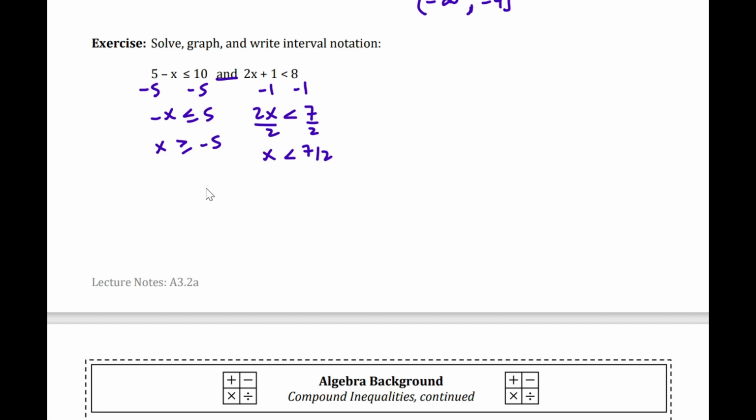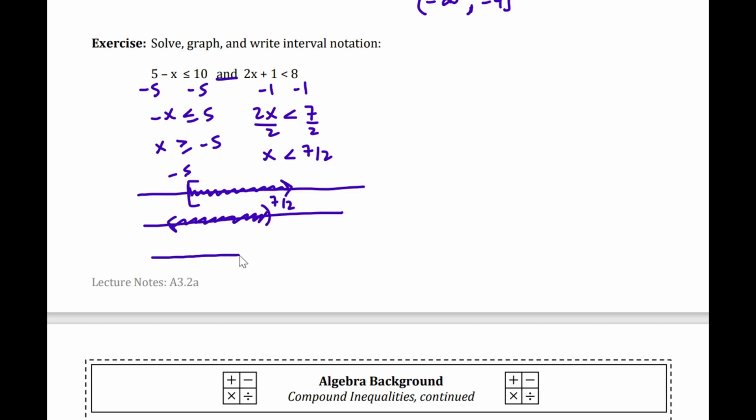So we'll graph the first one, all of the x greater than or equal to -5. And then we'll graph the second one, all of the x less than 7/2. And we're looking for the overlap. So the overlap would be everything between -5 and 7/2.